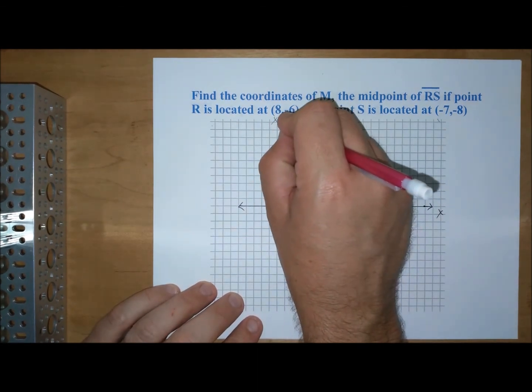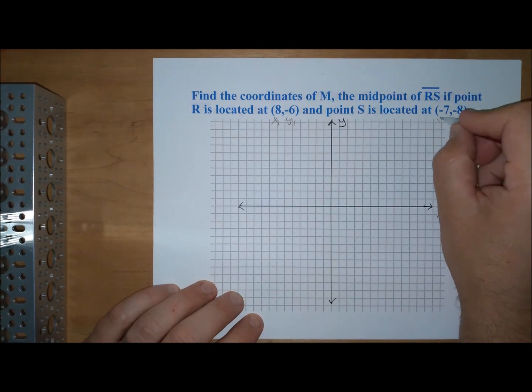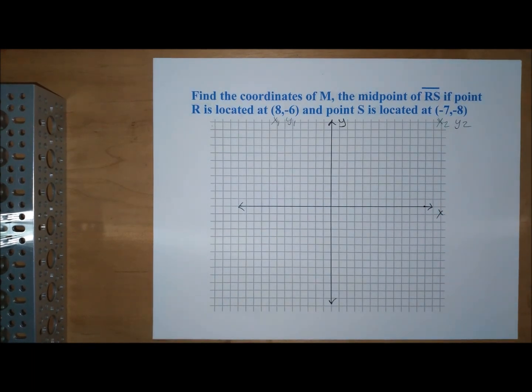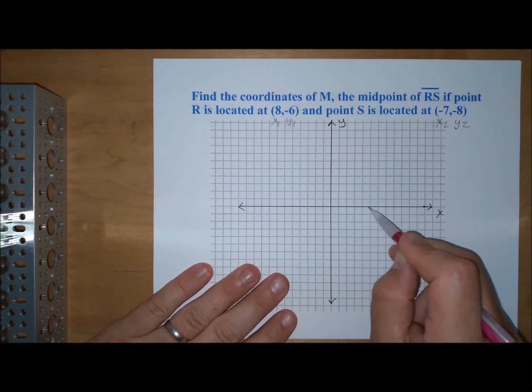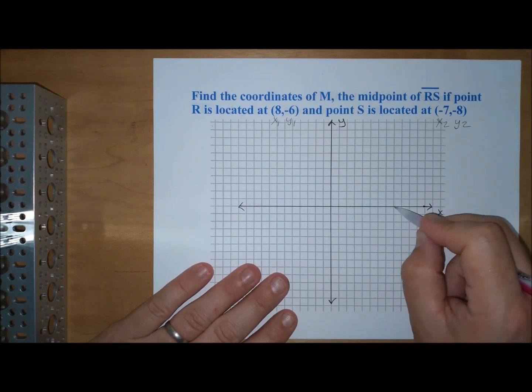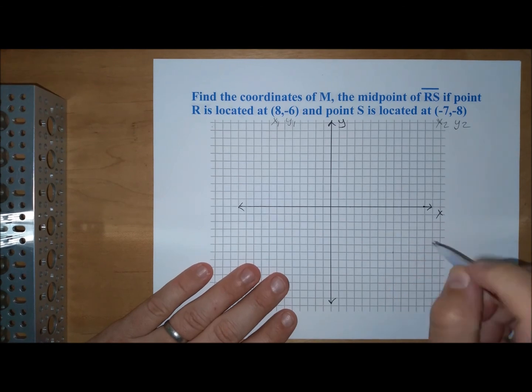So I'm going to go ahead and label this as x1, y1. And S here I'll call x2, y2. Good. And then I'm going to go ahead and plot these points. R is at 8, negative 6: 1, 2, 3, 4, 5, 6, 7, 8 in the x direction, and down 6: 1, 2, 3, 4, 5, 6. Good. There's point R.